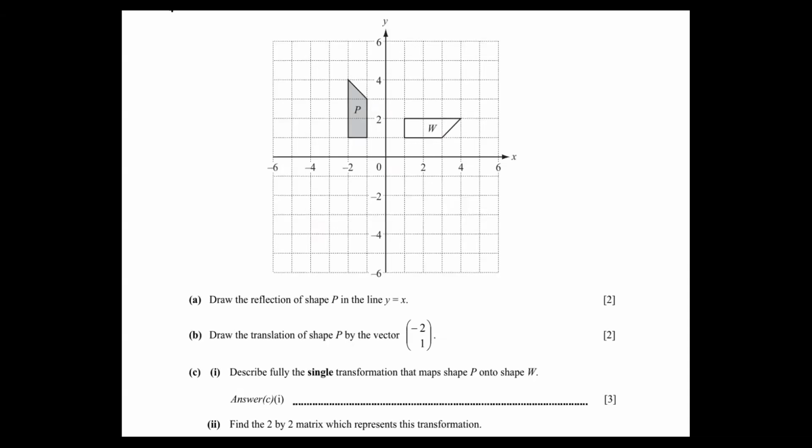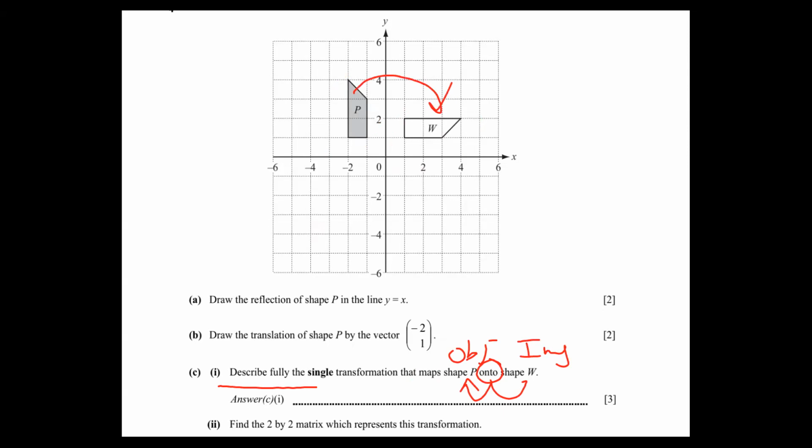So let's start, students. Now I'm going to start with a reverse question. Reverse means normally we draw the image first, but this time, if you read the question, part I says: describe fully the single transformation that maps, map means shifting, P onto W. And as I said many times before, whatever comes before "onto" is called the object, and after "onto" is always called the image. It means P is shifting, so P is the object and W is the image.